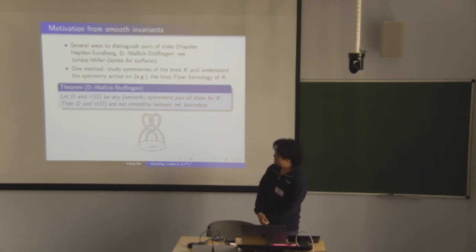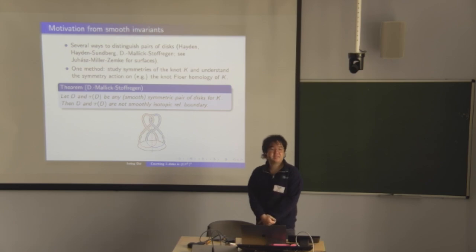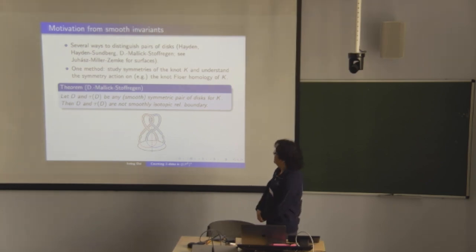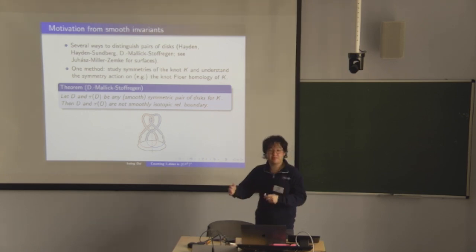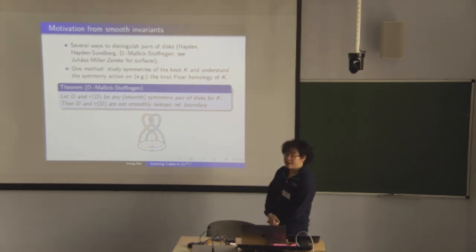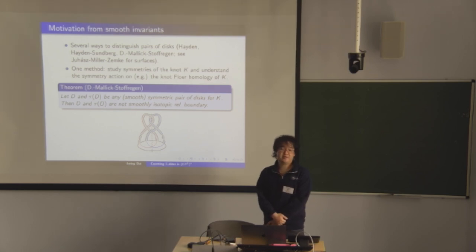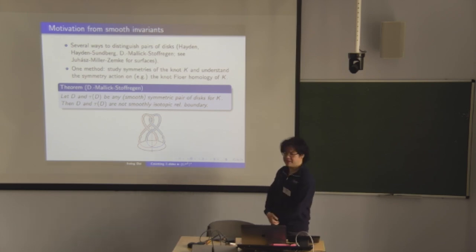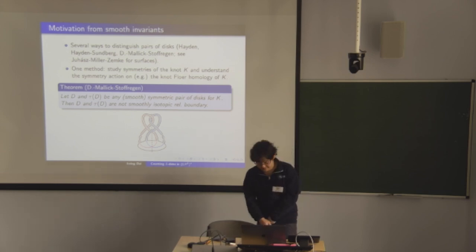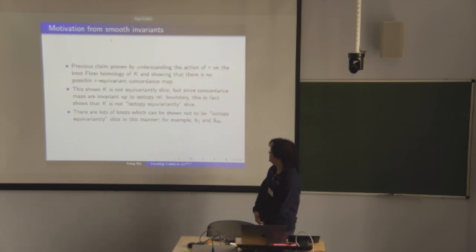We actually use knot Floer homology to show that any pair of slice disks for this knot which are symmetric, which are related by this obvious involution of B4, are necessarily not smoothly isotopic to each other rel boundary. So in particular, this pair of interesting disks is not smoothly isotopic rel boundary, but in fact, any pair of symmetric disks for this knot are not smoothly isotopic rel boundary. How do we show this?